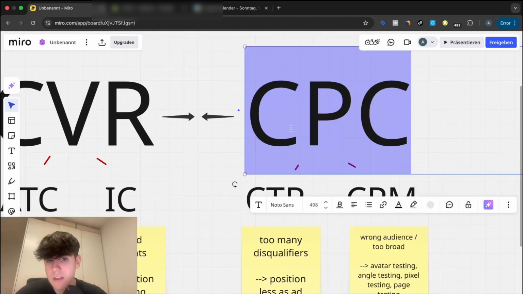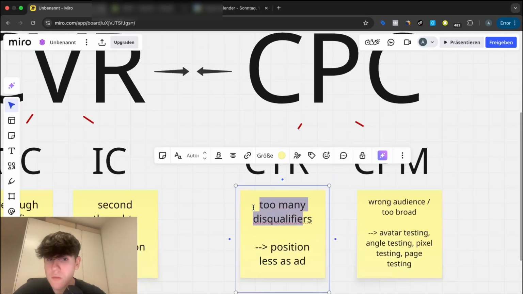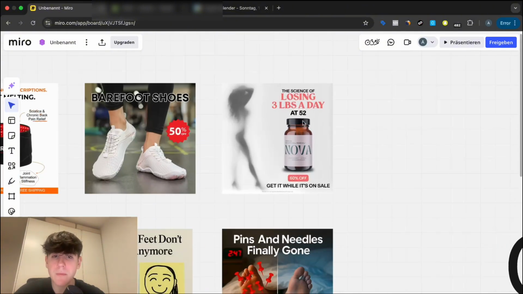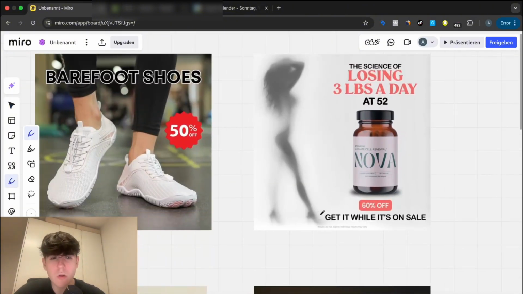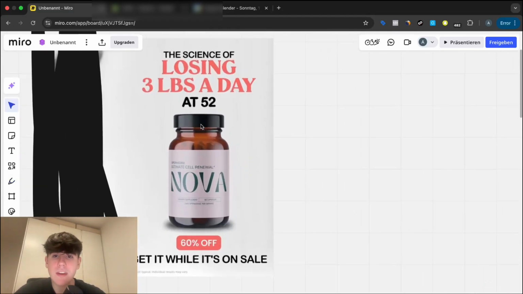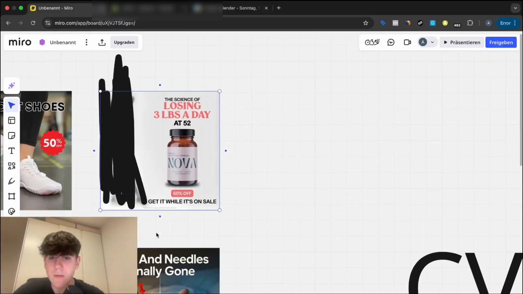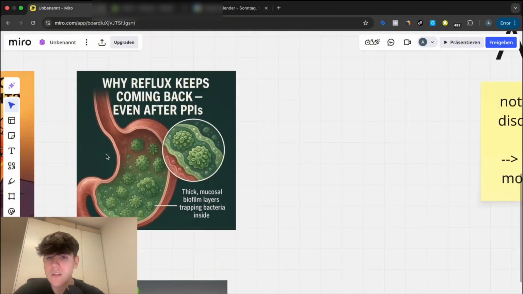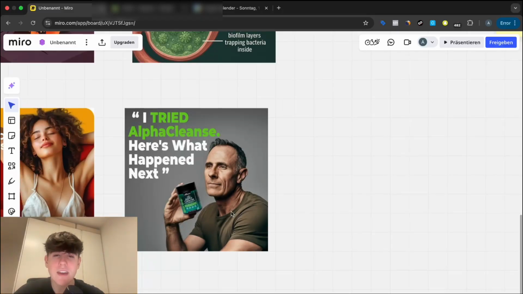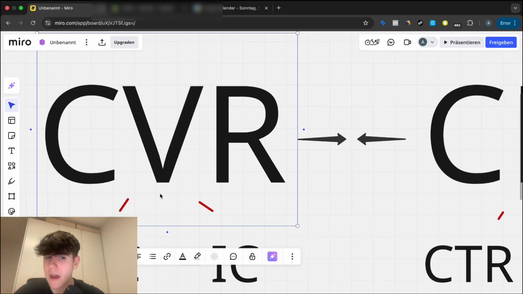So if you have the CPC as another example, let's say the click-through rate is the weakest metric. Well, that just means you have too many disqualifiers, so you have to position it less like an ad. So another example would be, let's say you have this supplement here. This is the ad. Let's say there was no girl here. It was just an ad like this, okay? Just the product in it. Now, what happens here is this is very boring, right? There's nothing really focused on anything crazy. Now, you could turn an ad like this into an ad like this, because now there's the guy. Now you see the satisfaction in his face. It's a lot less like an ad. And so therefore, CTR will go up, but this one here will go down, if that makes sense.